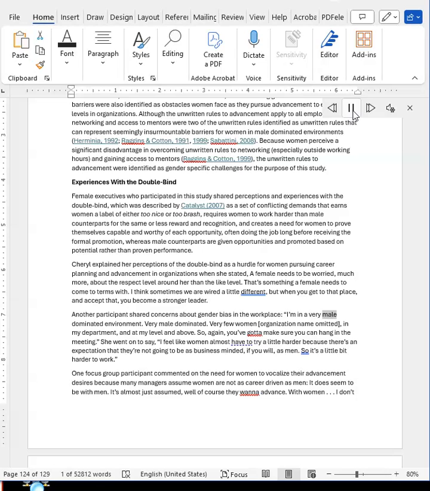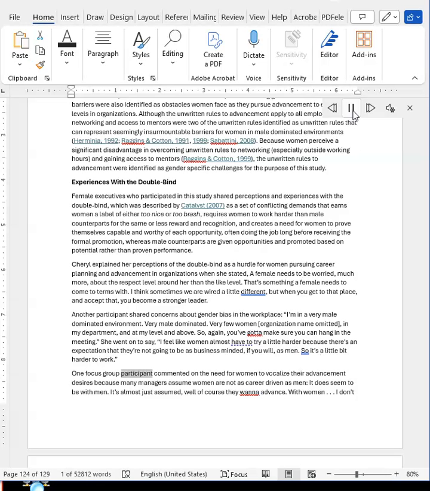"I'm in a very male-dominated environment. Very few women, organization name omitted, in my department and at my level and above. So, again, you've got to make sure you can hang in the meeting." She went on to say, "I feel like women almost have to try a little harder because there's an expectation that they're not going to be as business-minded, if you will, as men. So it's a little bit harder to work."